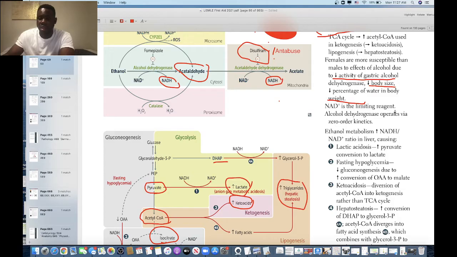NAD plus is the limiting reagent. Right here you can see that. And also, alcohol dehydrogenase, let me use the highlight here, operates via zero order kinetics. So zero order kinetics, you just have to know that this is how it looks.